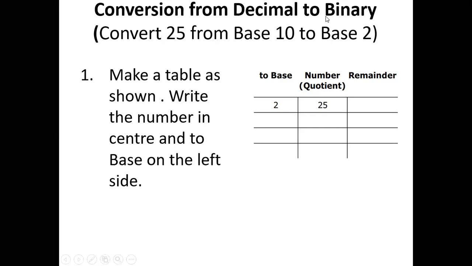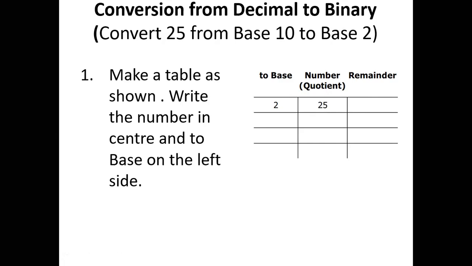So for example, when we want to convert 25 in base 10 to base 2, the first thing that we do is come up with a table like this one. In this table, you include three things: the base to which you want to convert, the number that you want to convert, and the remainder. When I divide 2 into 25, I'm going to end up with 2 values.